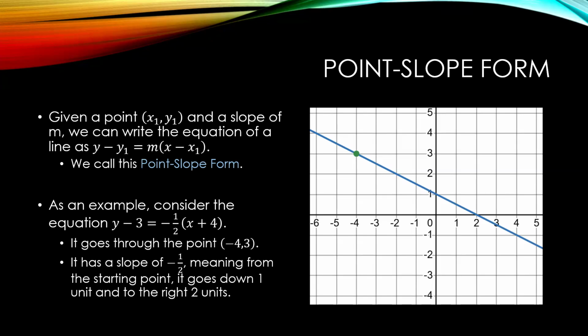As an example, consider the equation y minus 3 equals negative 1/2 times x plus 4. In this case, we're saying that it goes through the point negative 4, 3, because notice it's a negative x1, so it's going to be x minus negative 4. It has a slope of negative 1/2, meaning from the starting point of negative 4, 3, we're going to go down 1 and over 2. Down 1, over 2. And we can repeat over and over again. The nice thing about point slope form is if you have the slope and you have a point, you can immediately put this in the form of a line.